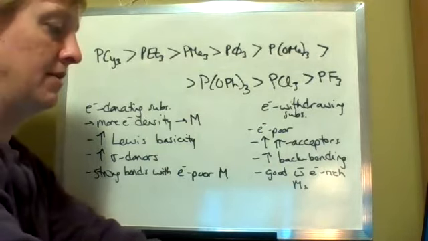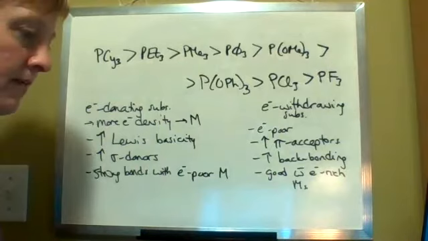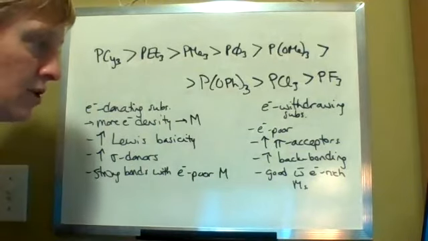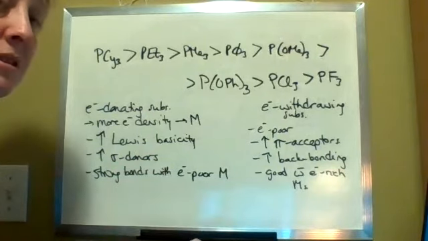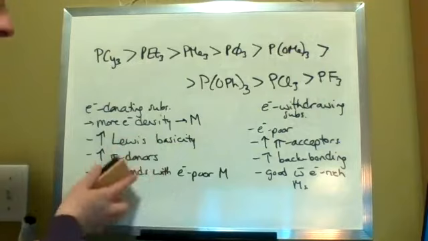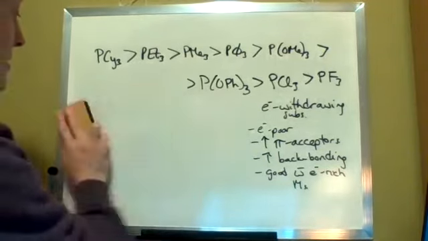Okay, so let me pull up my example here that we had. The example: which complex has the greatest CO stretching frequency? This is pulling in some of that material that we did learn while school was still going on with CO, and now comparing with some phosphines.